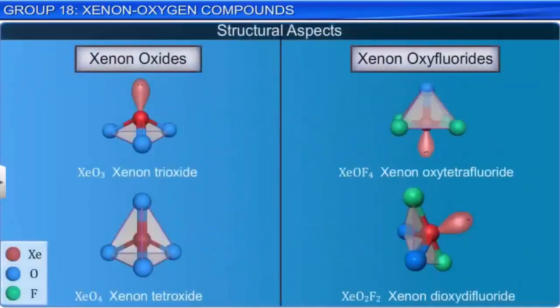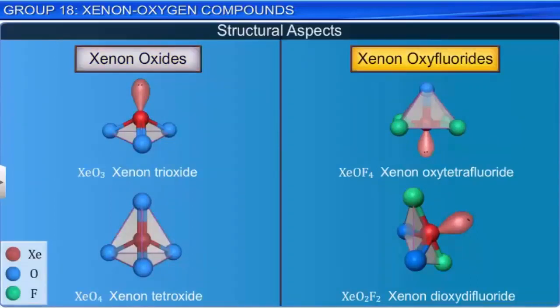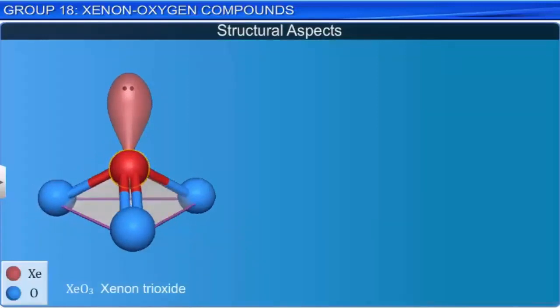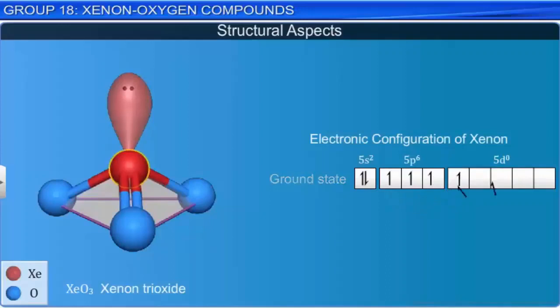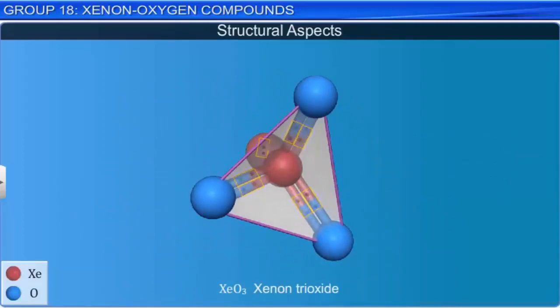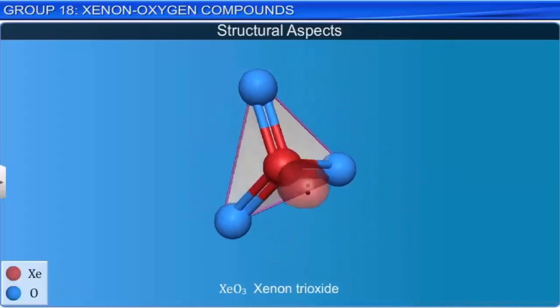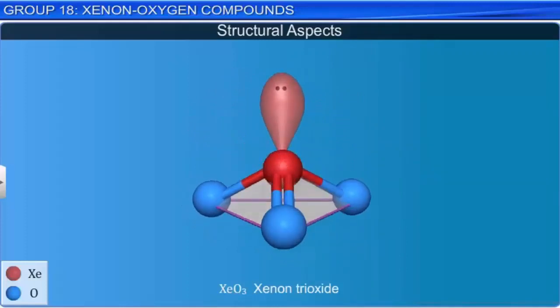Let us now take a quick look at the structural aspects of some of the oxides and oxyfluorides of xenon. The central atom, xenon, in xenon trioxide undergoes sp3 hybridization. Xenon trioxide has 7 electron pairs. Of these, 6 are bond pairs and 1 is a lone pair. Note that there are 3 d-pi-p-pi bonds in the molecule. The structure of xenon trioxide is pyramidal, owing to the presence of a lone pair of electrons on the central xenon atom, as shown here.